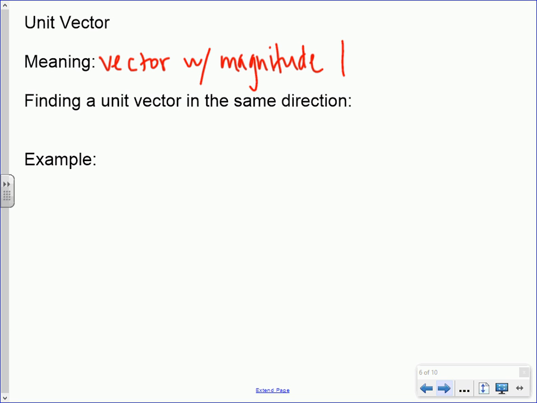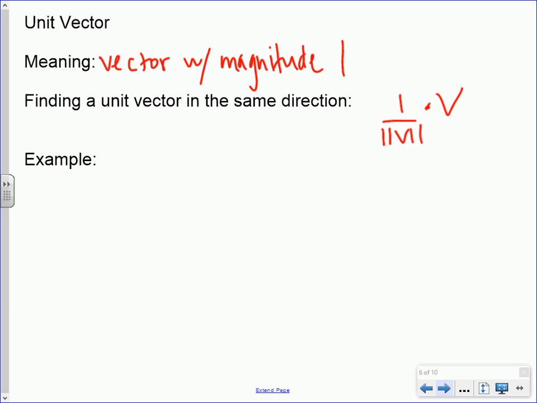We multiply our vector by, there it is, 1 over the magnitude. Okay? That way, when you find the magnitude of this product, it's going to be 1.